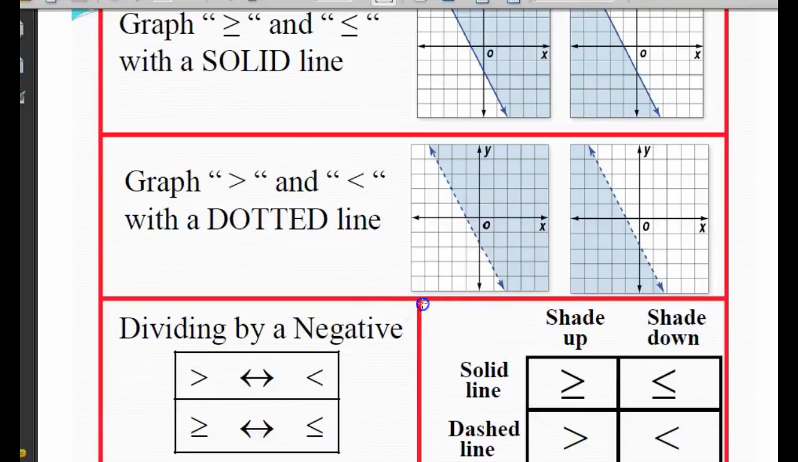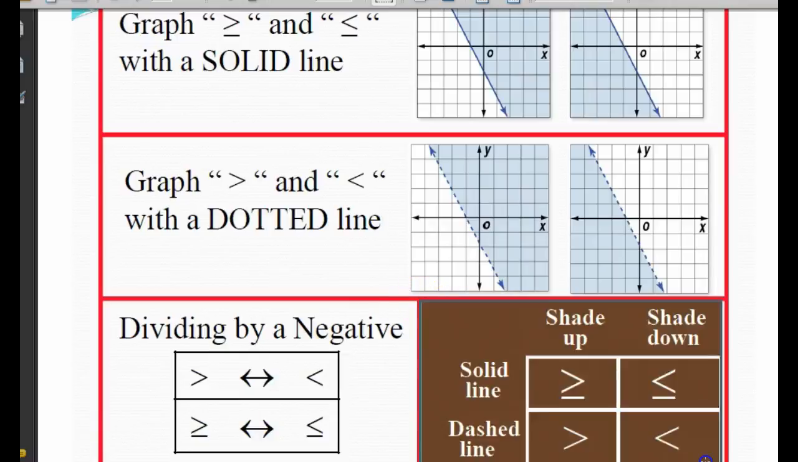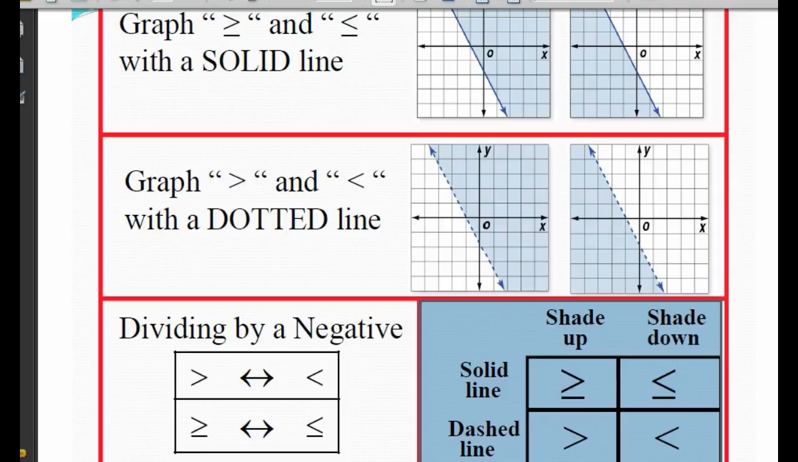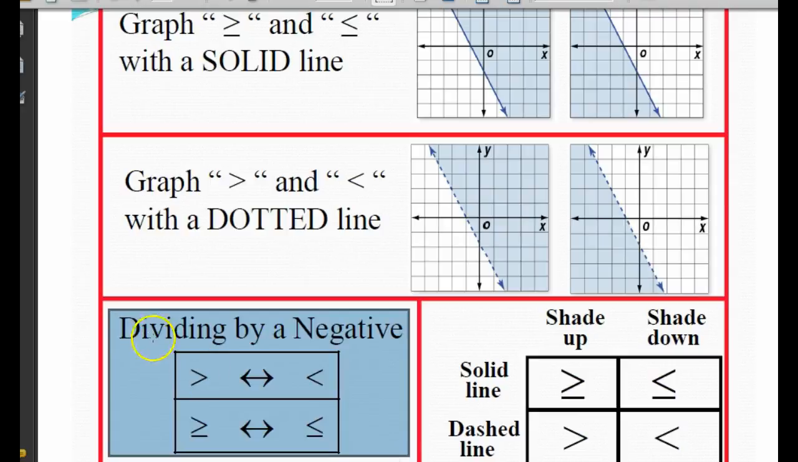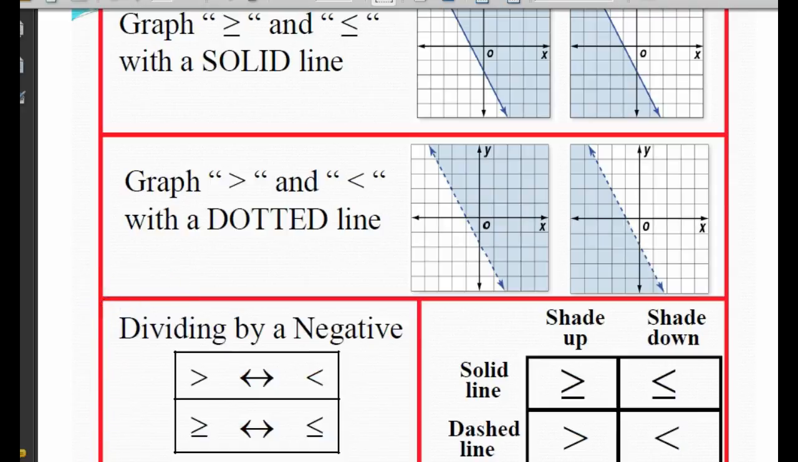Copy this right onto the homework so you have it. And you can use it, that way you don't have to do a bunch of erasing on all the shading. Also remember, if you divide by a negative, you must switch the sign, so a greater than would switch to a less than, and vice versa. Greater than or equal to would switch to a less than or equal to, and vice versa. So both are important.